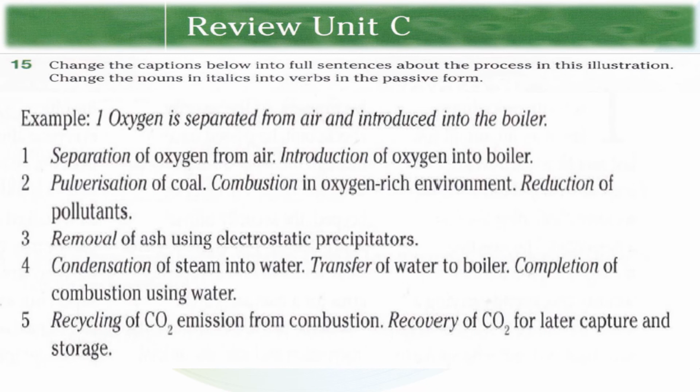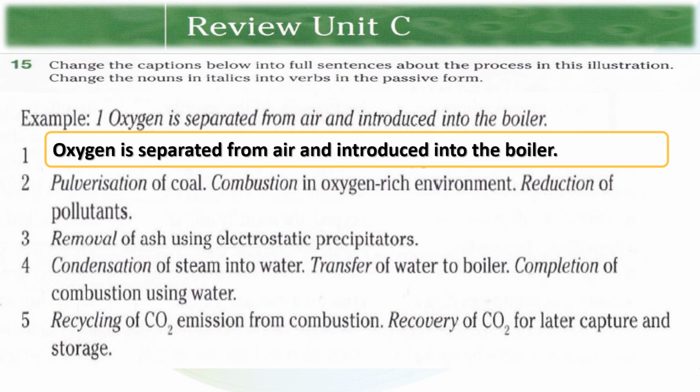Now let's see how we change this sentence into passive and change the noun separation into a verb. It becomes like the following: oxygen is separated from air and introduced into a boiler or the boiler. Now, please think of the other sentences and try to do the same. Like what happened in the first one, we started with the object, oxygen, then we change it into passive, is separated.